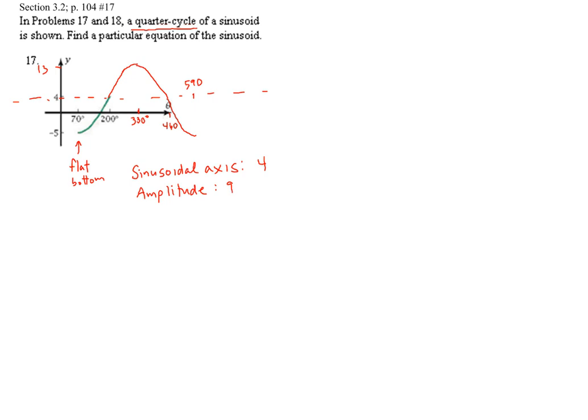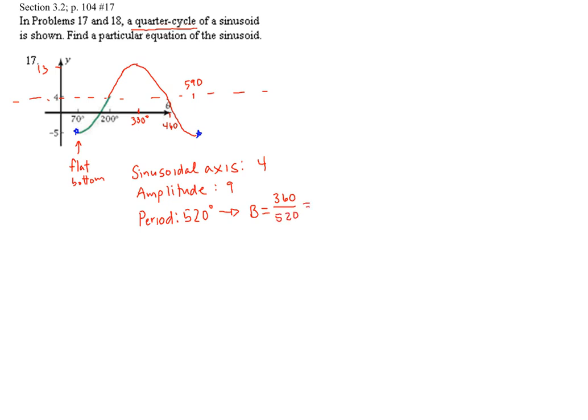The phase, well, we kind of have to do all of the x ones at the same time. So let's go ahead and figure out the period. A full cycle would go from this point at 70 to this point at 590. So the total distance from 70 to 590 is 520 degrees. Now, 520 degrees is the period, but that's not what's going to go into my equation. To figure out B, I know B is 360 over the period, so in this case, 360 over 520.